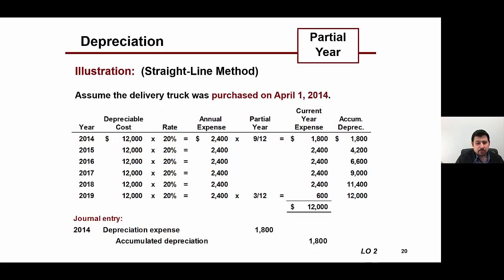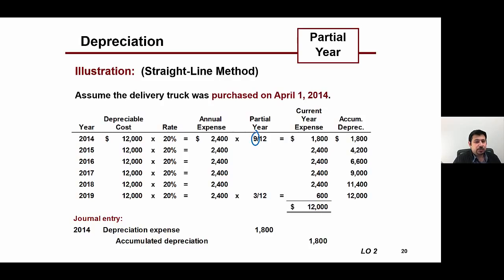In certain cases, let's say the truck was purchased on April 1st. So instead of buying the truck at the beginning of the year, the truck was actually purchased on April 1st. So the company will have to calculate the depreciation for the months where it was in use. Basically, it's from April 1st until December 31st, which is 9 months.